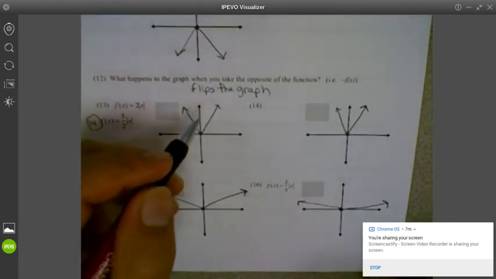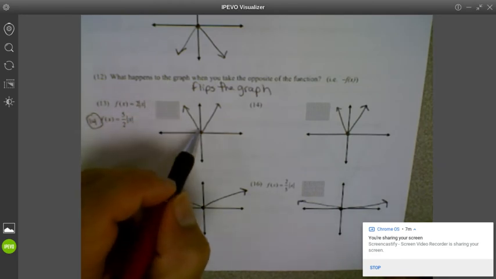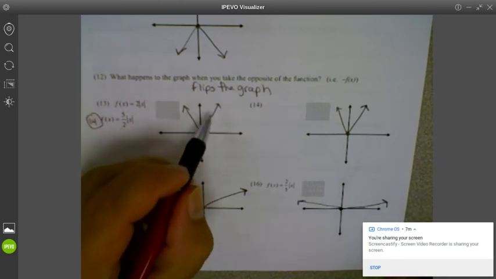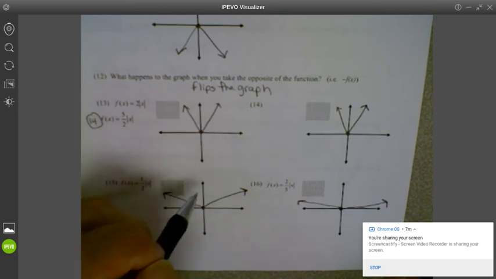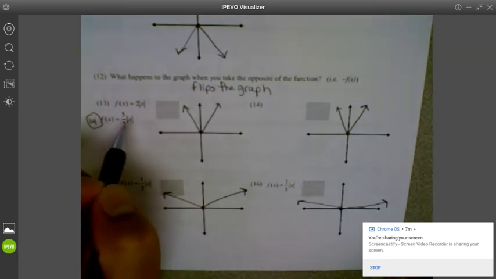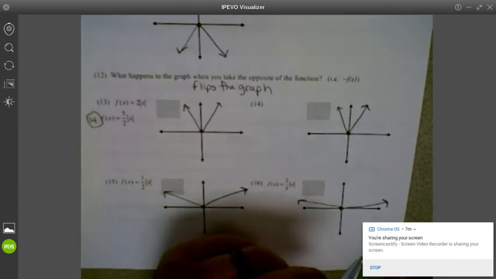And now we're going to look at some fractions. So let me show you some fractions. If you put a 2 out in front, it makes the slope of this 2. So it makes your graph more narrow, closer to the y-axis. It makes the slope steeper. If you take 5 halves, that's 2.5. It makes it even steeper than it was before.